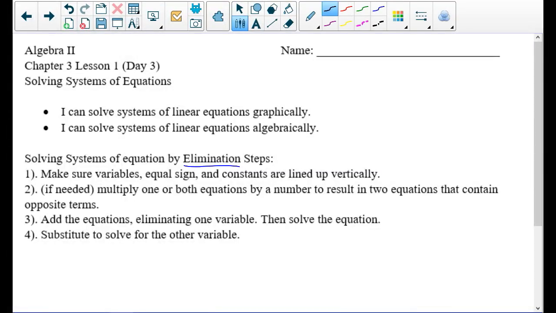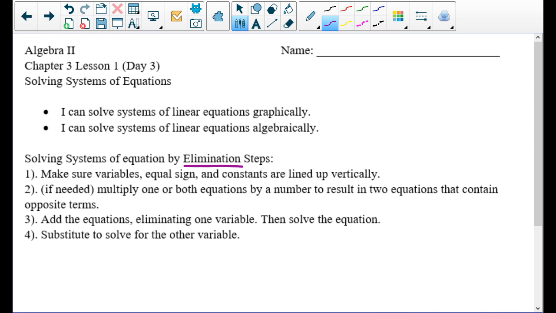Chapter 3, Lesson 1, this is Day 3, third option for solving systems of linear equations, and this time we're going to solve by elimination. So elimination is just like it sounds. We're eliminating a variable, okay?